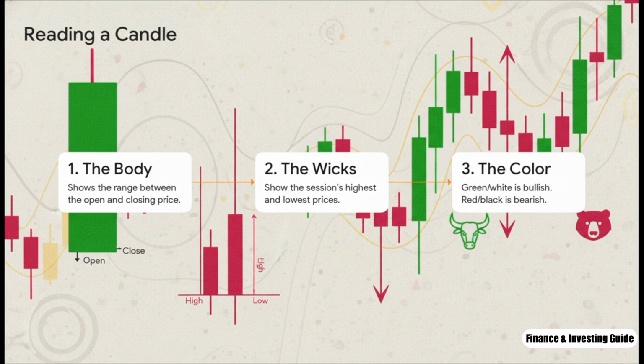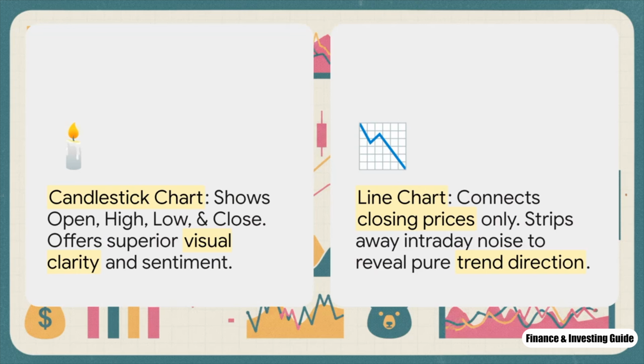That thick part, that's called the body. It shows you where the price opened and where it closed. The skinny lines sticking out, those are the wicks, and they show the absolute highest and lowest prices the stock hit. And the color, that's your cheat sheet for sentiment. Green means the price closed higher than it opened. That's bullish. Red means it closed lower. That's bearish. Simple, right?